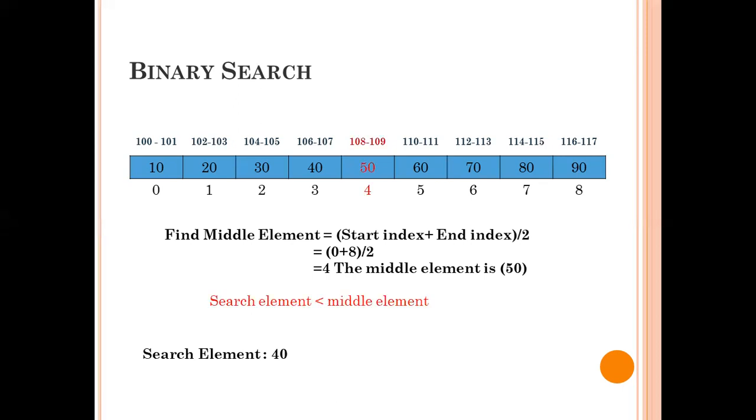So now in this example, the middle element is 50 and the element that we are going to search for is 40. So we have to search only in the initial half, that is from index 0 to 3. Here also we are going to repeat the same procedure. In this range from 0 to 3, we again find the middle element and repeat the same process.